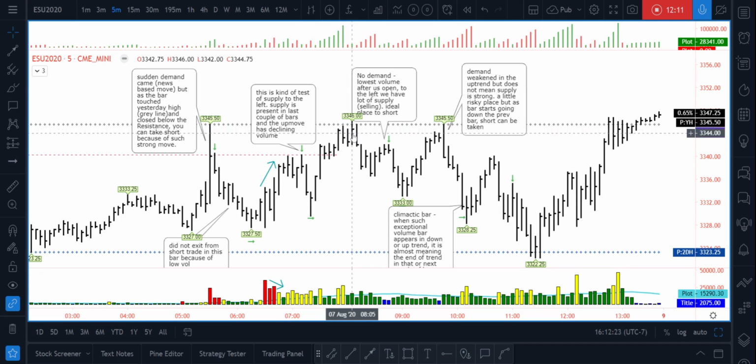As you can see, this broke the resistance and then closed below. But see this one, the volume here has significantly increased, meaning the sellers came up.